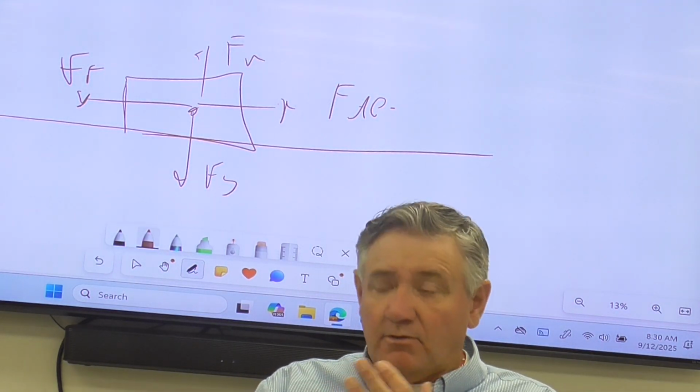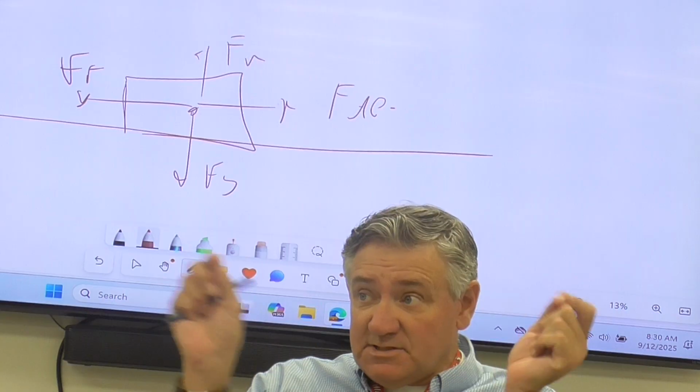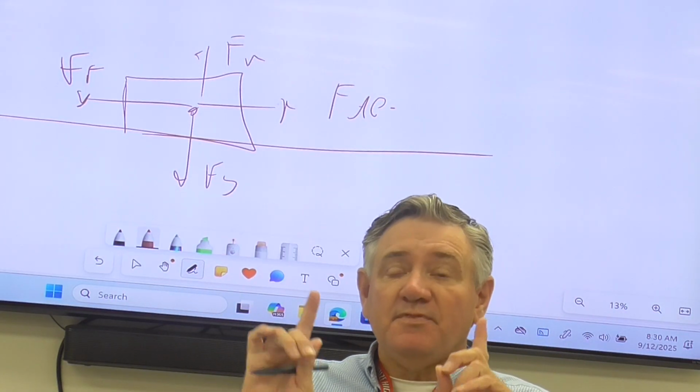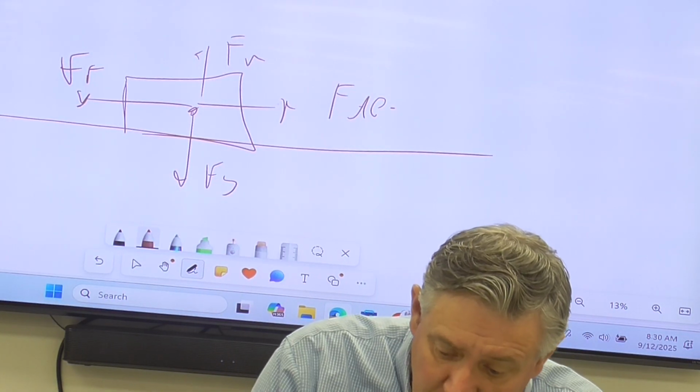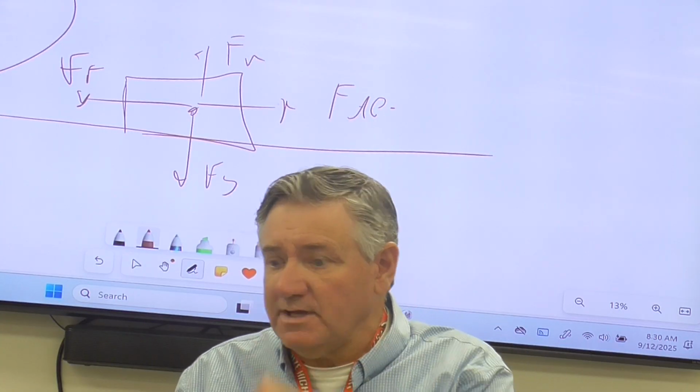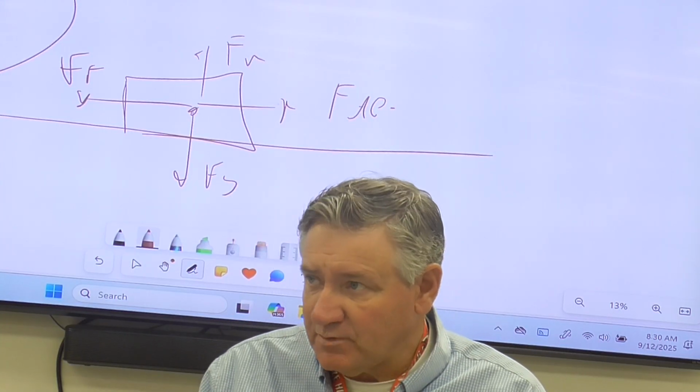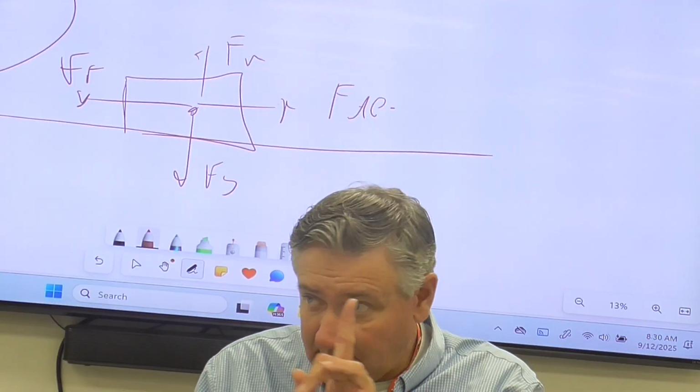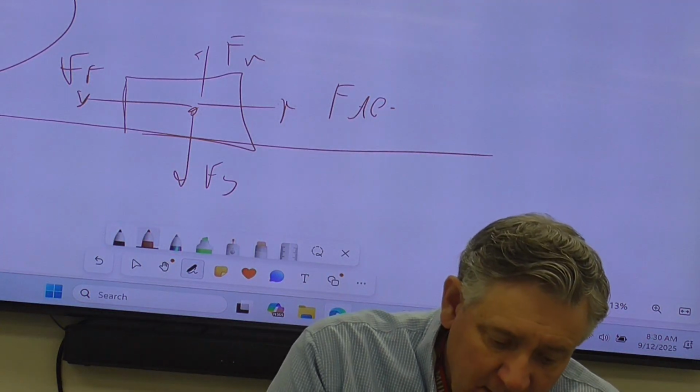But this is to scale with a ruler. These are not just random lines that you're going to draw. These have to be to scale. I want to see what the scale is. Label them: Fg, force normal, all that stuff. That's what diagram number 1 is going to look like.